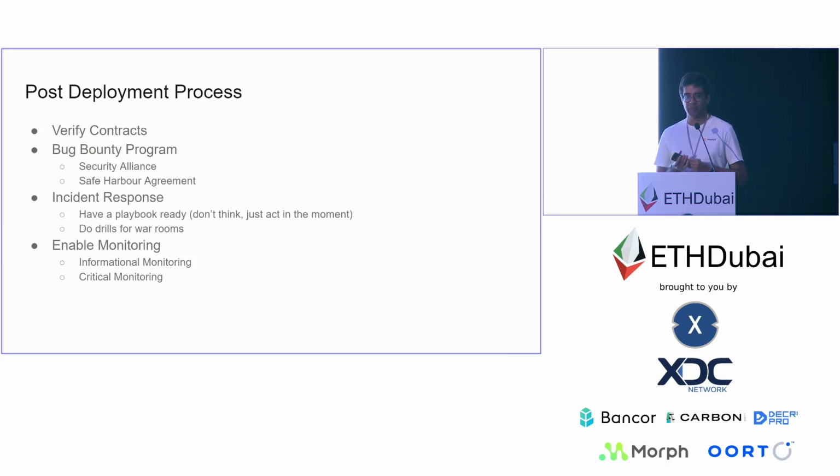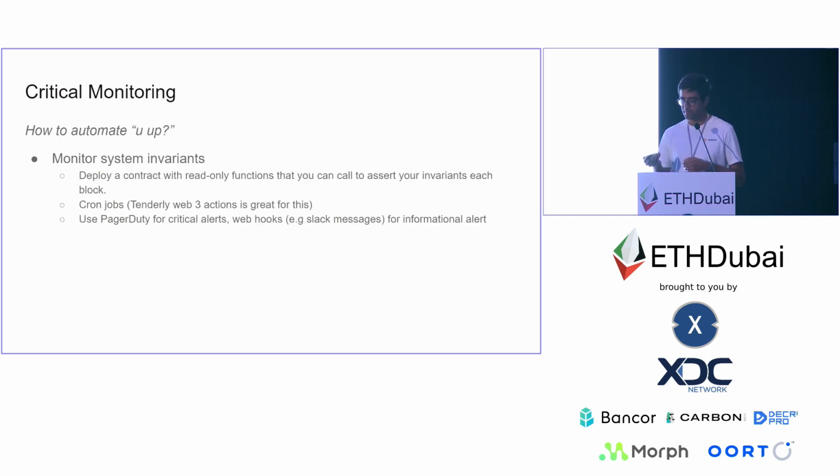And then lastly, everyone needs to do some sort of monitoring for their system. Informational monitoring is pretty simple. If someone's deposited into your protocol, maybe you want a Slack notification going in. But I want to dig a bit deeper into how we do critical monitoring, so, how to automate the UOP process.